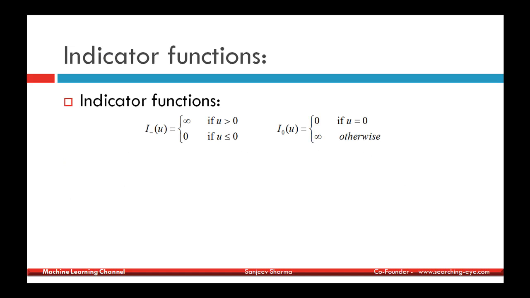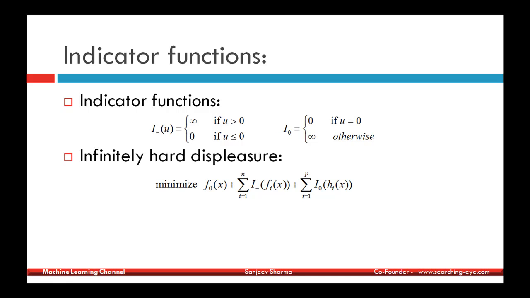So here's an indicator function I negative of u, which is the indicator function whose value is infinity if u is greater than 0, and whose value is 0 when u is less than or equal to 0. And the same is the case for I naught of u, whose value is 0 only if u is equal to 0 and infinite otherwise. So for a constrained primal problem, that is minimize f naught of x subject to constraints f i less than or equal to 0 and h i equal to 0.